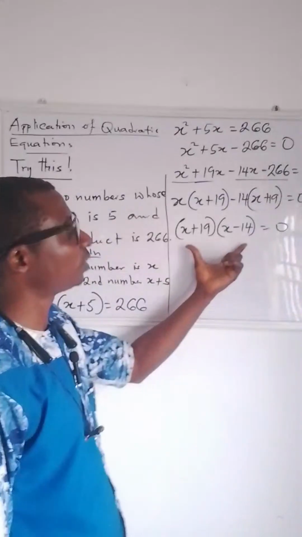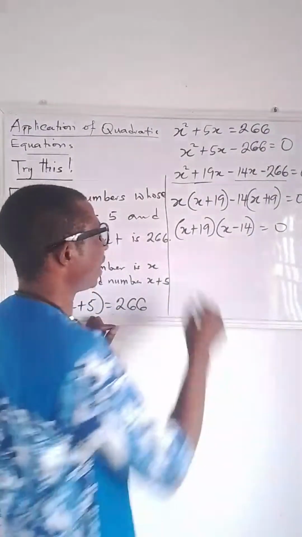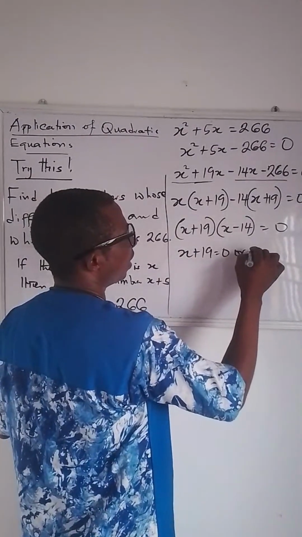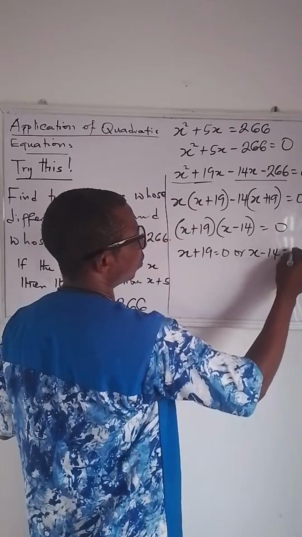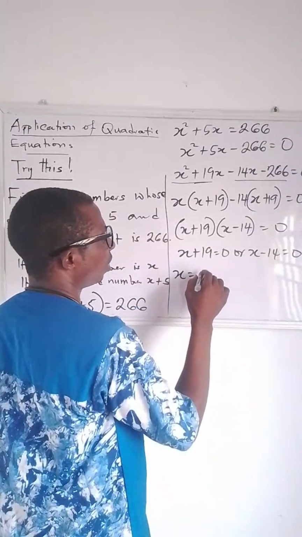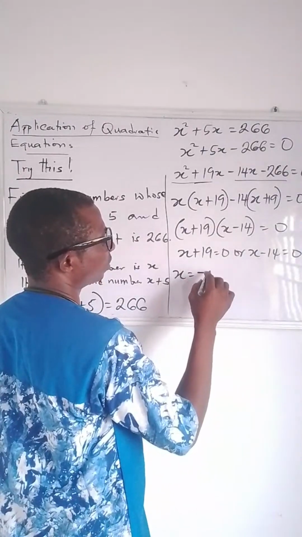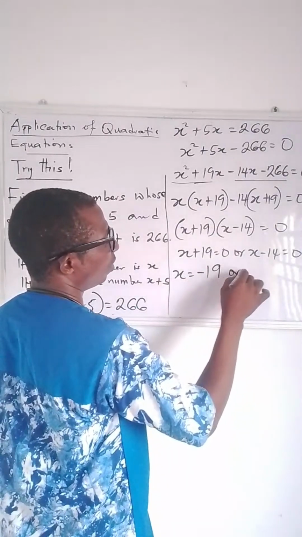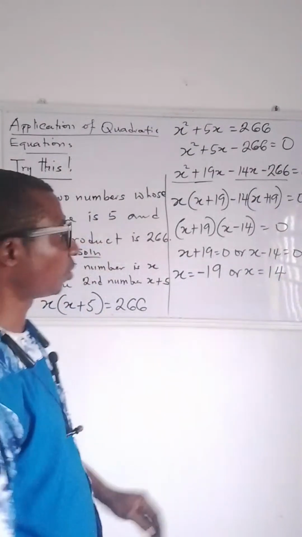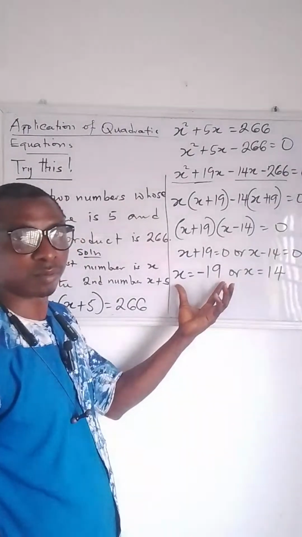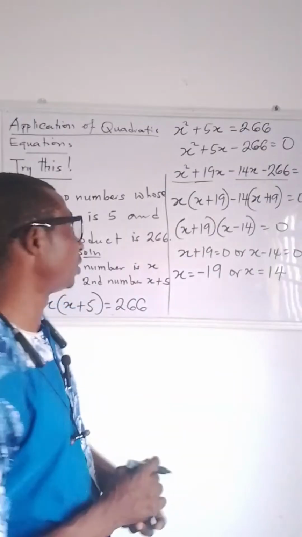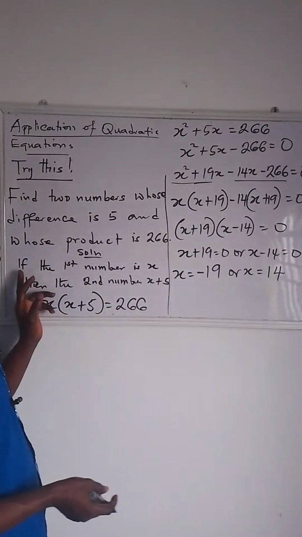So two numbers are multiplying each other to give 0. So it's either x plus 19 equals 0 or x minus 14 equals 0. Now let's transpose this 19. You have x equals minus 19 or x equals 14. So it's either x is minus 19 or x equals 14.